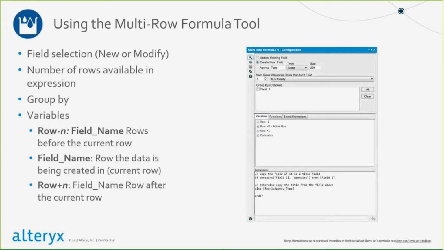And this example is a little different than the one we just looked at. In this case, it's saying if the field contains the word agencies, then we want to keep the field as is. And if it doesn't contain the word agencies, then we want to use the agency type from the previous row. That's what this one is doing. And you can see the way it shows up is it adds a row -1: to identify that it's working with the previous row.